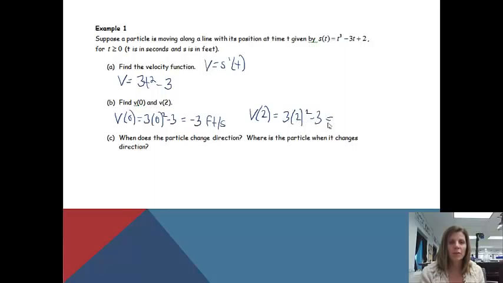And when I do that, I'll get 12 minus 3, I'll get 9. And again, it's measured in feet per second. All right, when does the particle change direction, and where is the particle when it changes direction? So first of all, let's figure out, when does the particle change direction?